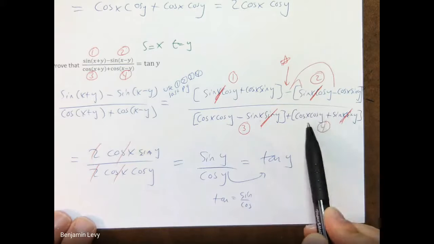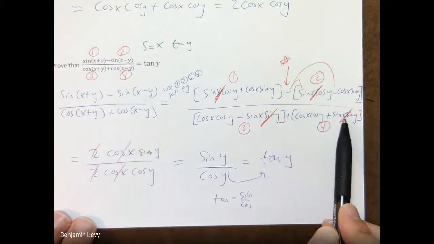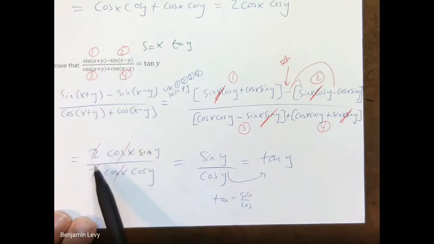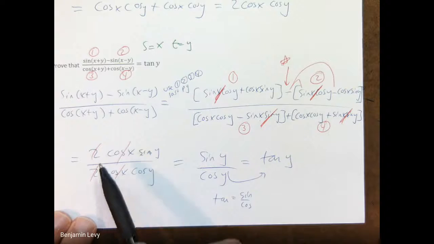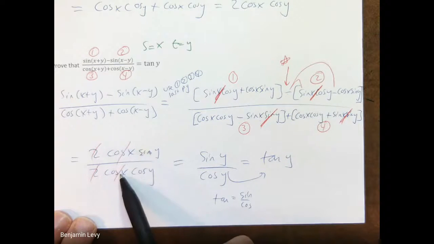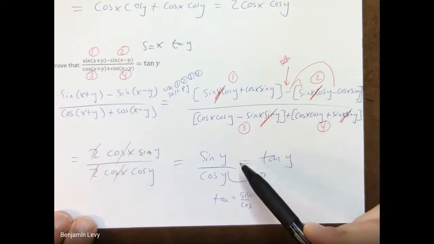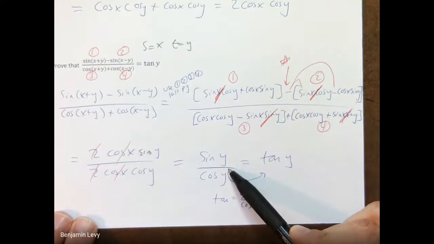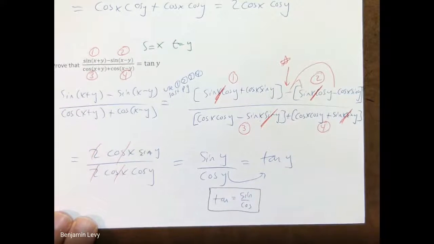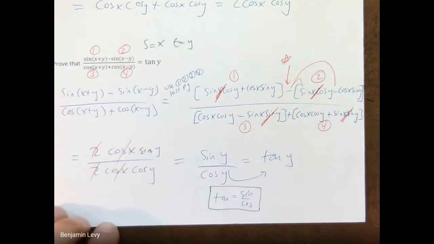And then the same thing happens on the bottom. Those two things cancel, but then these two things add together to give you 2 of them. So that's how you get to that step. And then at that step, more things cancel, right? The 2's cancel out because they're stacked on top of each other. The cosines cancel out because they're stacked on top of each other. And so you're just left with sine of y over cosine y. And we know that tangent equals sine over cosine. So the last step is to simplify down to tangent.